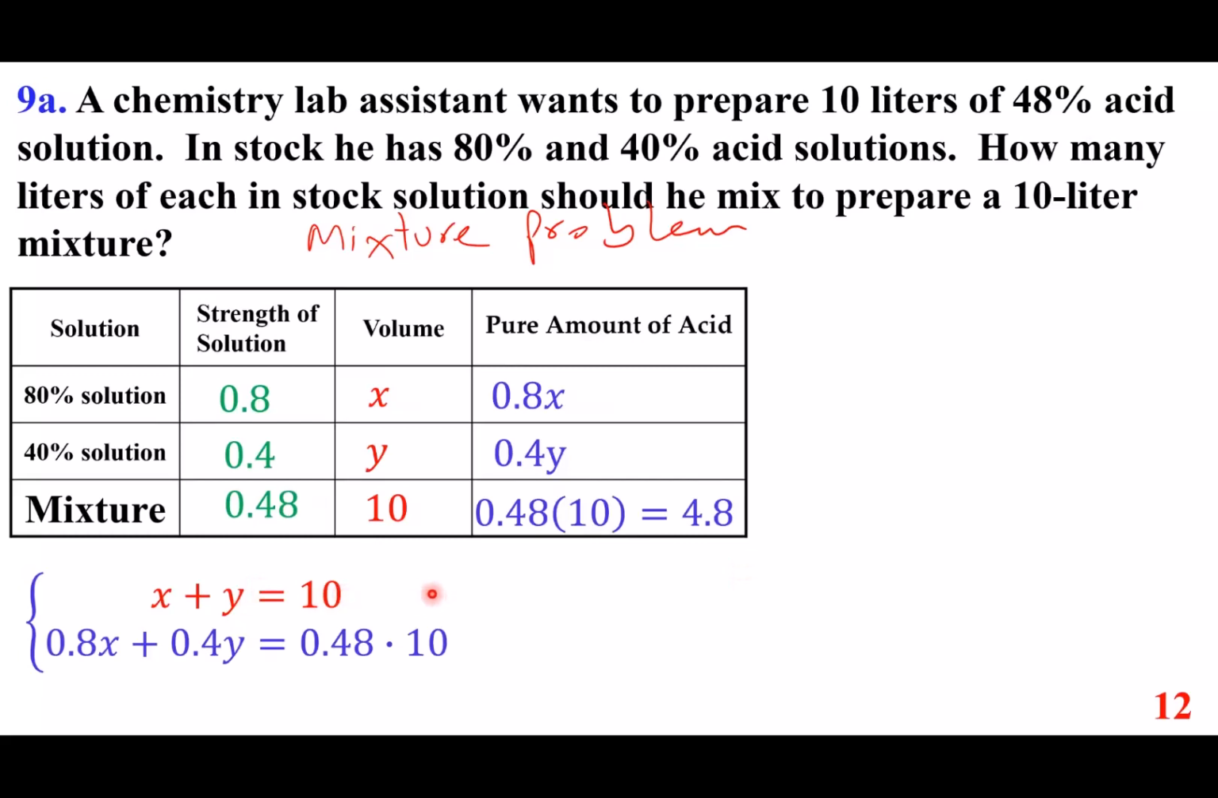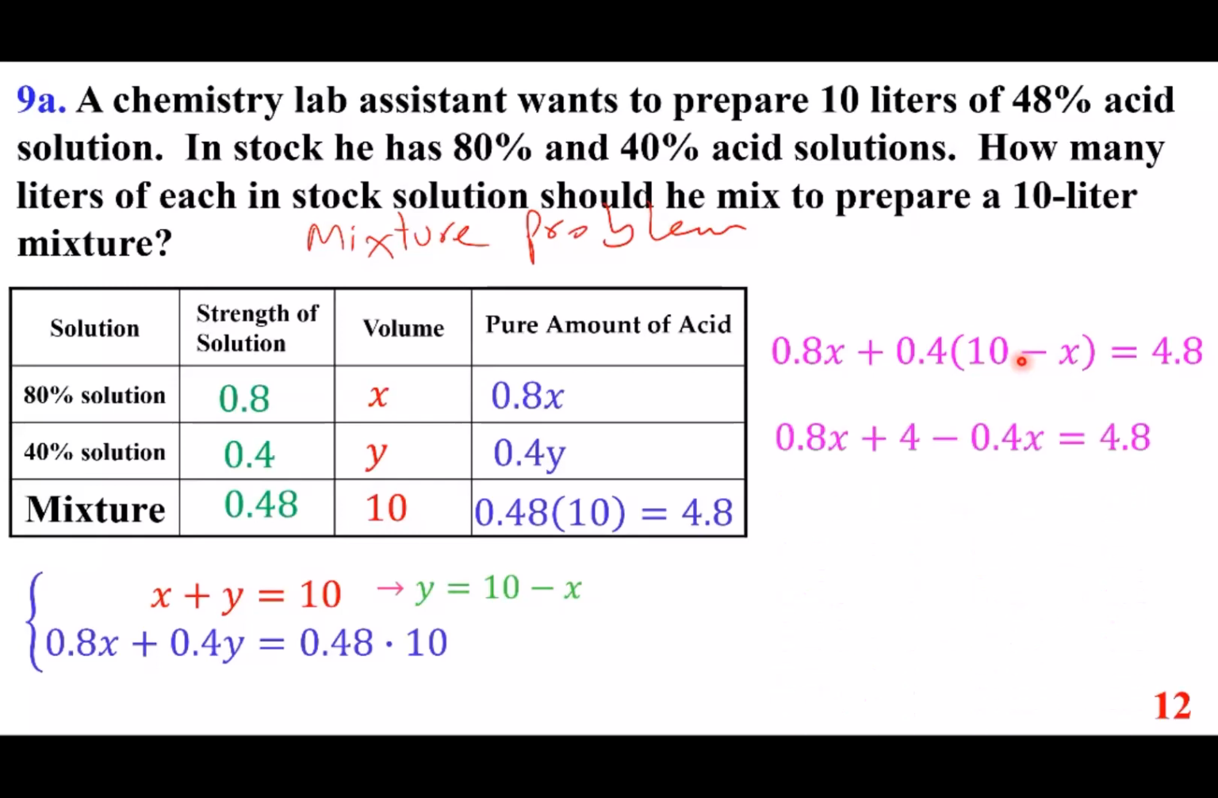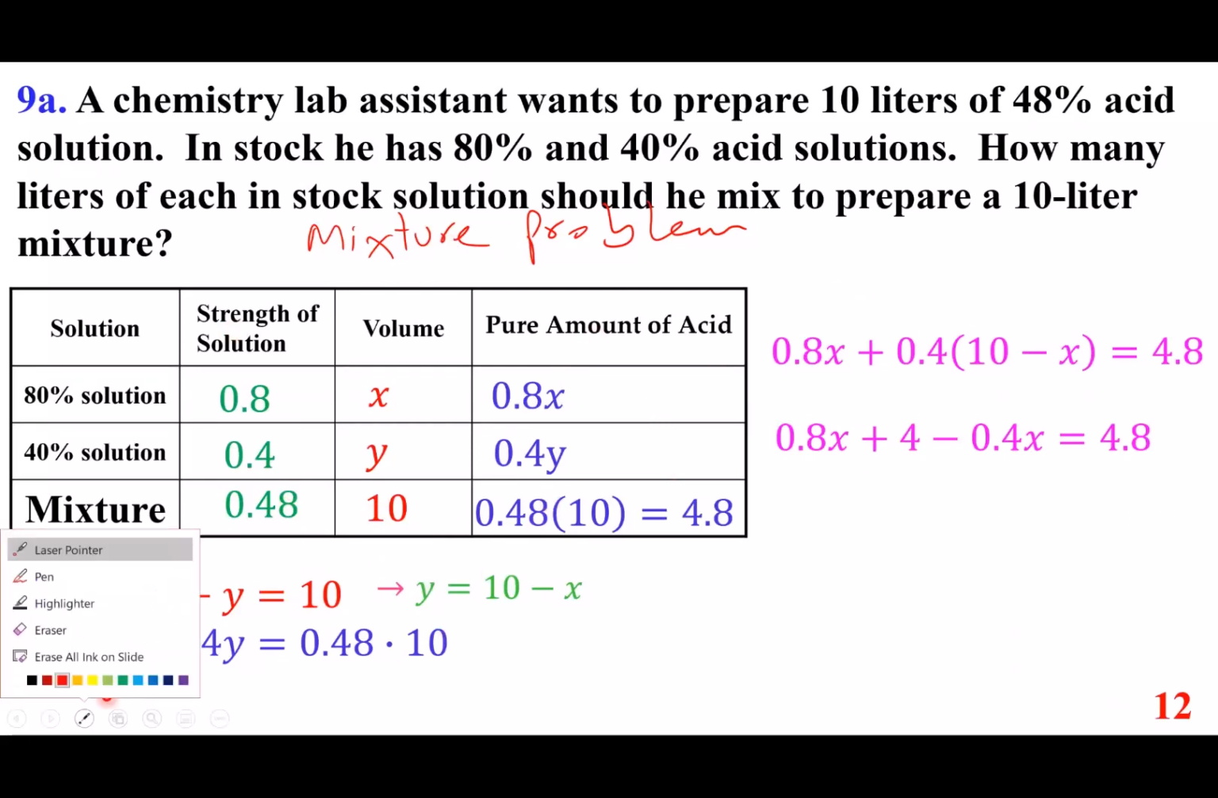You can use any methodology that you've learned. So substitution, Y is 10 minus X. And this is 0.8X. This one is 0.4 times 10 minus X. And the right side is 4.8. Now you are going to distribute. This gives us 4. This gives us minus 0.4X. So the main part is coming up with the table and these two equations. The rest is elementary algebra, very basic.